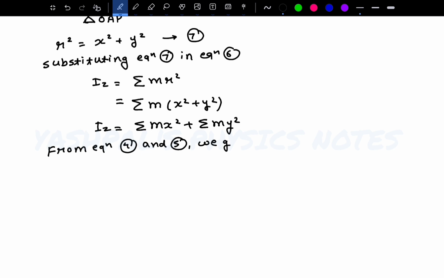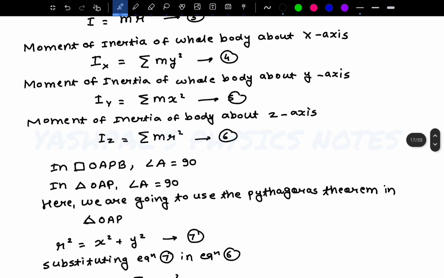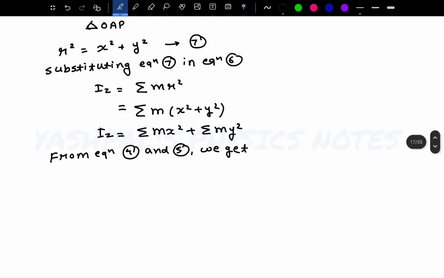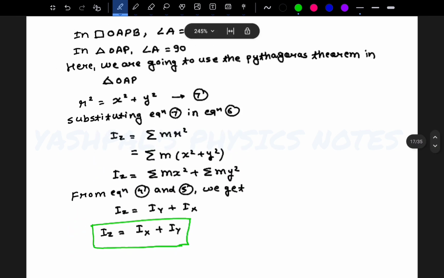We get, our equation number 4 was Ix equals summation of m y square. So this equation becomes Iz equals Iy plus Ix. Also I can write it as Iz equals nothing but Ix plus Iy. So this was our desired result which we had to prove. So we have proved the theorem of perpendicular axis.